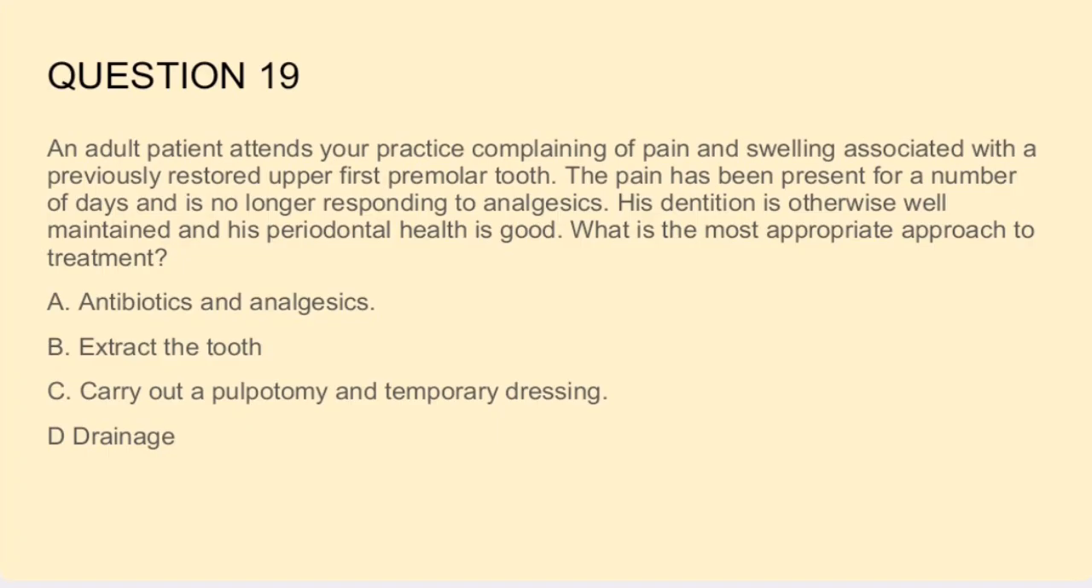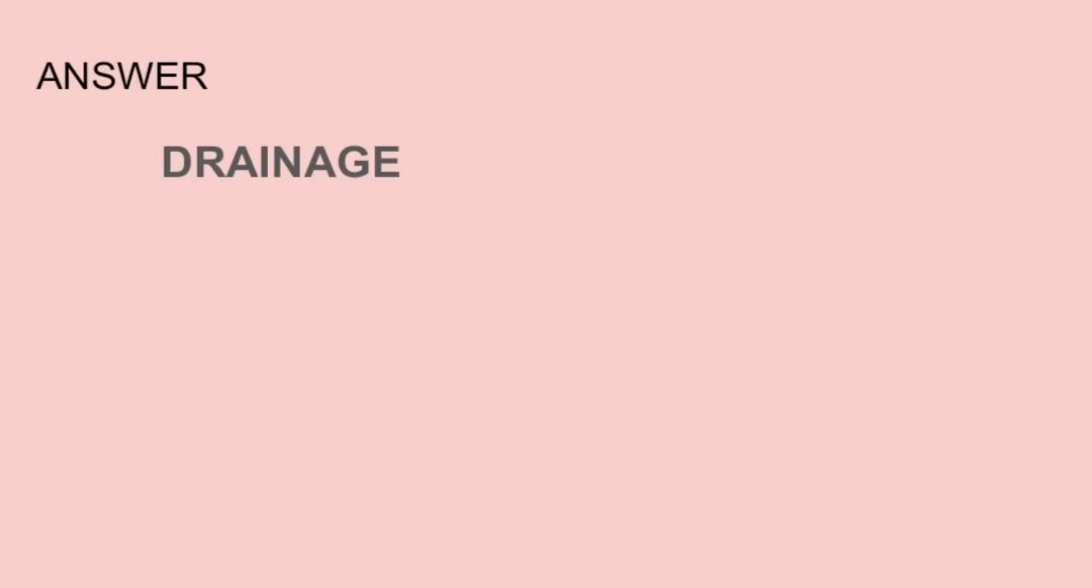Question 19. An adult patient attends your practice complaining of pain and swelling associated with the previously restored upper first premolar tooth. The pain has been present for a number of days and is no longer responding to analgesics. His dentition is otherwise well maintained and his periodontal health is good. What is the most appropriate approach to treatment? A. Antibiotics and analgesics. B. Extract the tooth. C. Carry out a pulpotomy and temporary dressing. And D. Drainage. The answer is drainage.